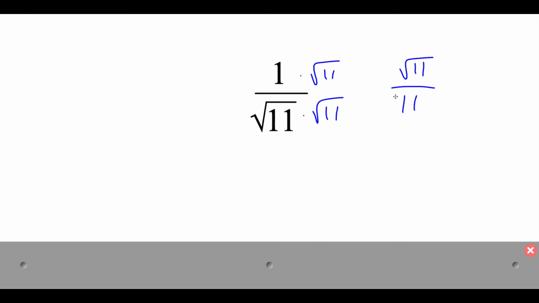And once again, we're not allowed to simplify this down at all. This top 11 is underneath the square root. This bottom 11 is not, so we cannot simplify those down.